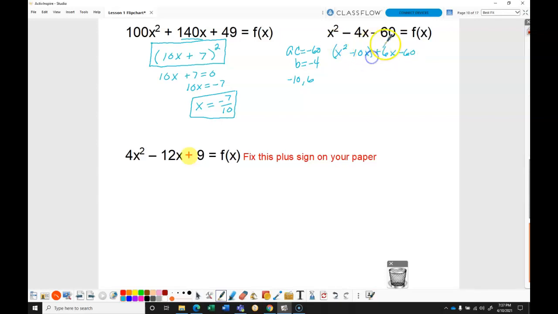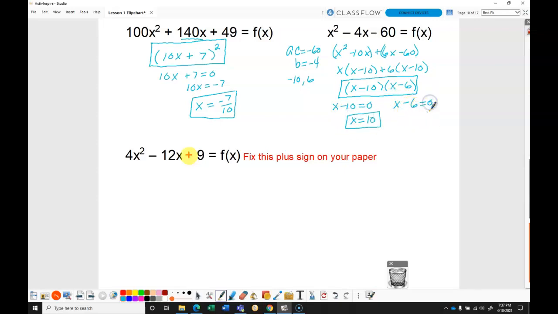I'm going to group my first two and last two and pull out a common factor in these first two, and that's x. And a common factor in the last two is a 6. And we ended up with that same factor. So our first factor is x minus 10, and the second one is x minus 6. So there's my factored form. And I'm going to take x minus 10, set it equal to 0, add 10 to both sides, and I get x equals 10 as one zero. x minus 6 equals 0, add 6 to both sides, and we get x equals 6.